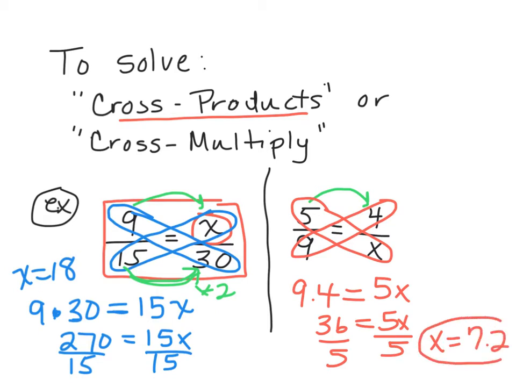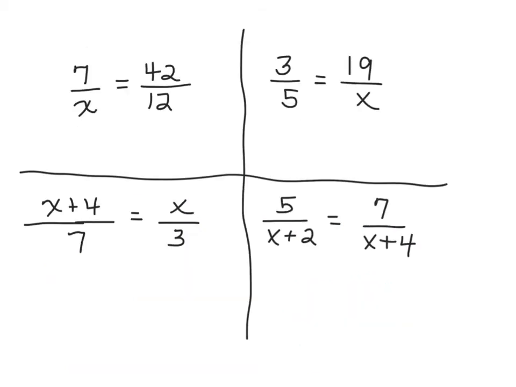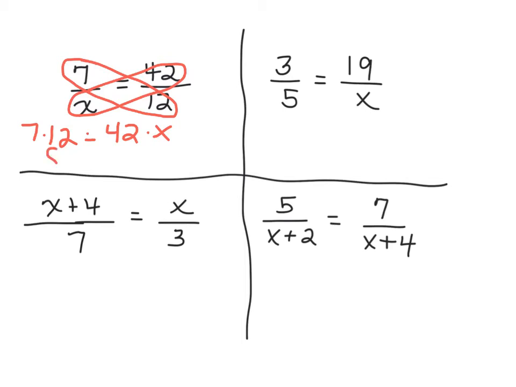Okay, so it's a nice, easy way to solve a proportion, and these proportions come up all the time. They're really, really useful in the actual real world. Here's 4 quick ones. Again, cross multiplying. It doesn't matter where the x is, the idea is the same. That's going to be 7 times 12 equals 42 times x. 7 times 12 is 84 equals 42x. Divide by 42, and x will equal, I think x equals 2.